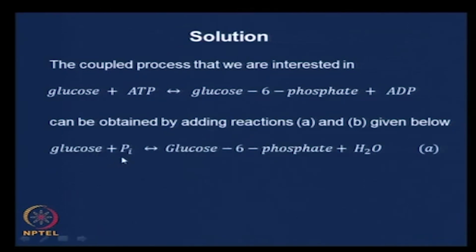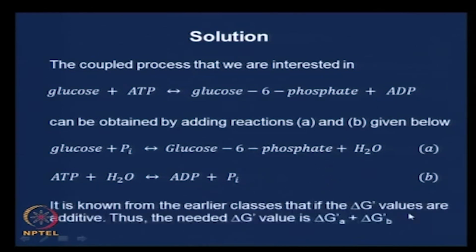The glucose plus phosphate giving you glucose 6 phosphate plus water is reaction A. This is of course not given as it is written here in the problem statement, and ATP plus water, the hydrolysis of ATP, to give you ADP plus Pi, is reaction B. If you add these 2, it is easy to see that you get glucose plus ATP, because water will cancel out, Pi will cancel out, and what we are left with is glucose plus ATP giving you glucose 6 phosphate plus ADP right here. So just the addition of these 2 will be fine.